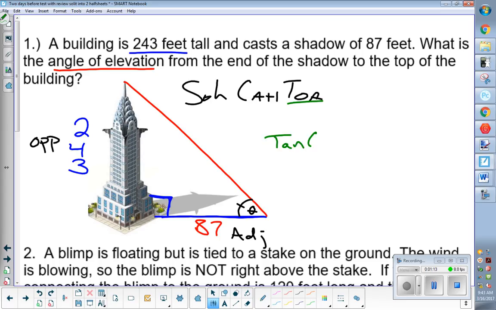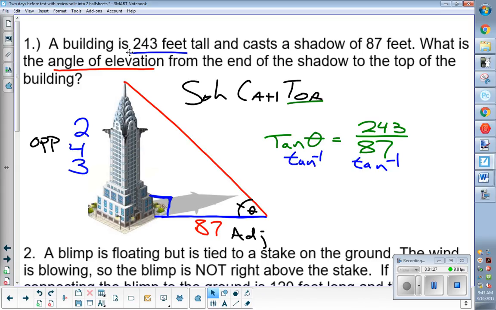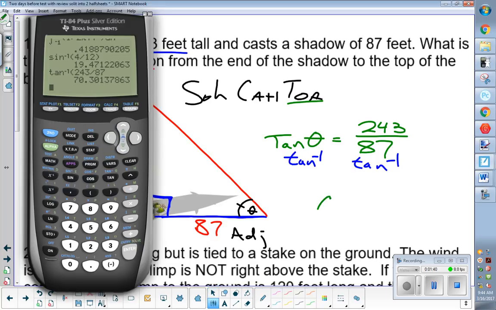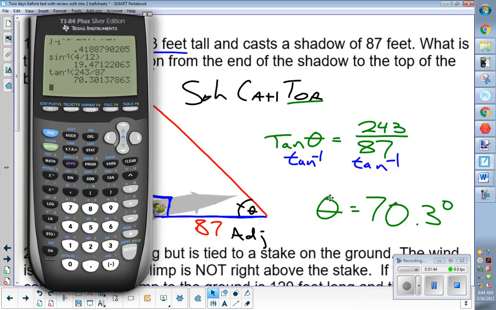So if I'm doing opposite and adjacent, it's a tangent problem. Tangent of theta equals the opposite over the adjacent. To get rid of tangent, I'm doing inverse tangent on both sides. So in my calculator, I'm going second tangent of 243 over 87. Type it in, hit enter. 70.3 is my missing angle. Questions on the first one?